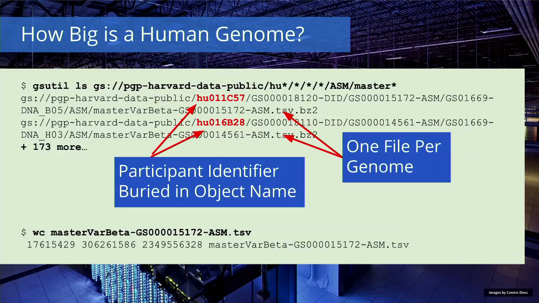There are 175 files in the data set in total, representing 174 participants of the PGP and 1 duplicate for some reason. Each file is about 2.3 gigabytes in size and has 17 million rows. They are identified exclusively in the file name with an identifier. In this case, we have HU011C57 and HU016B28. These are individual participants in the Genome Project.